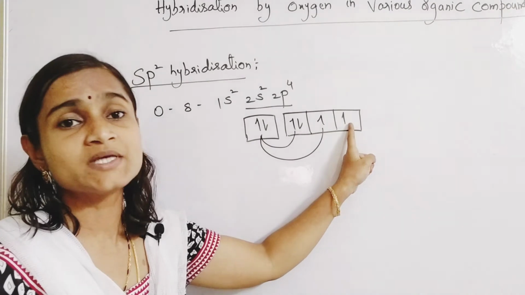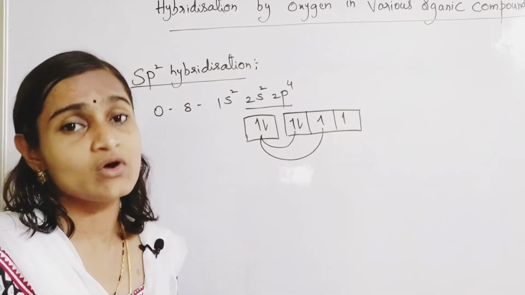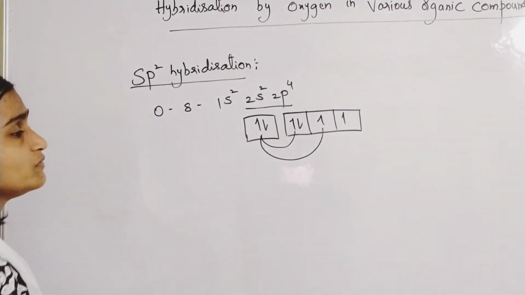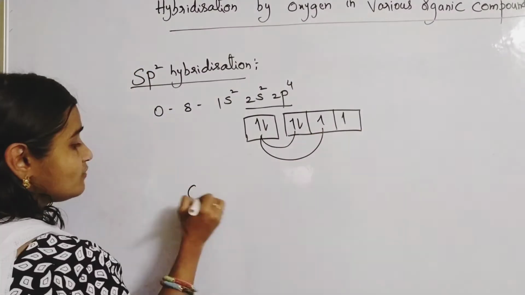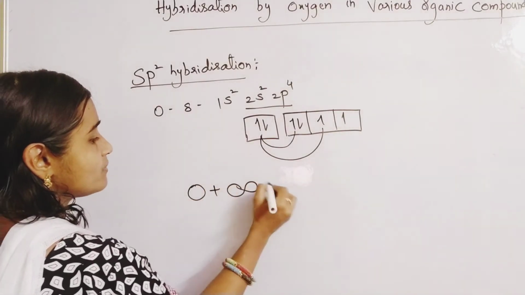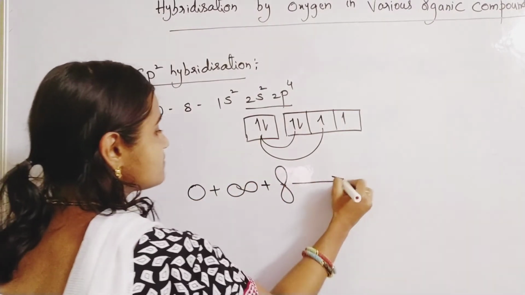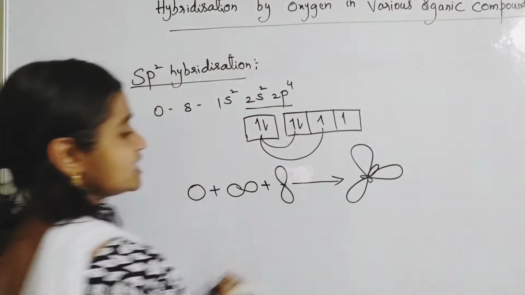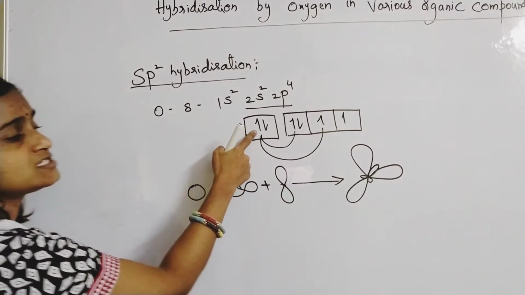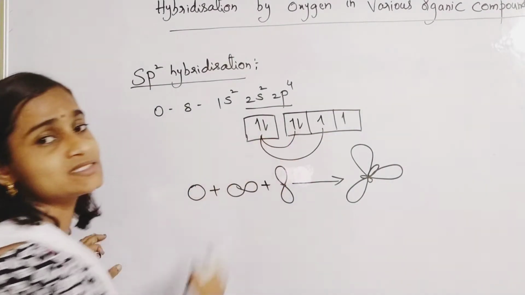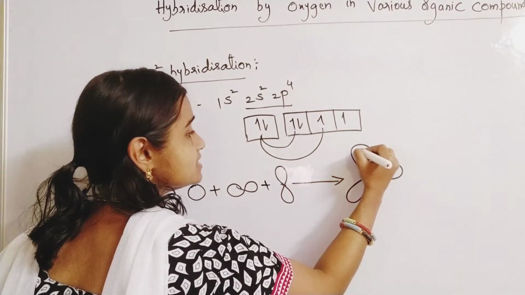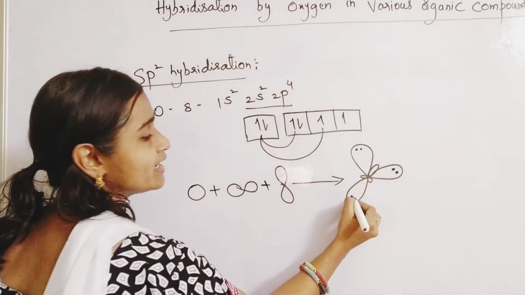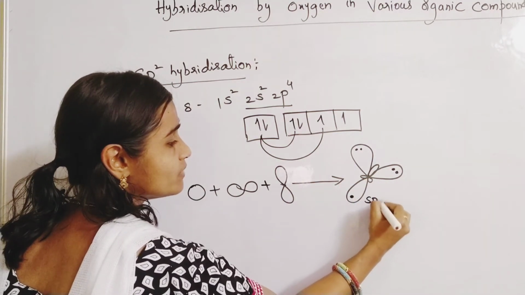In case of sp2 hybridization, you are finding 1 electron present in one of the p orbitals of oxygen, which is considered to be a pure p orbital. So here 1 s orbital and 2 p orbitals will merge and form 3 sp2 hybrid orbitals. In those 3 sp2 hybrid orbitals, 2 lone pairs are already present. So here one lone pair will keep, here one lone pair will keep. And one unpaired electron is present in an sp2 hybrid orbital.